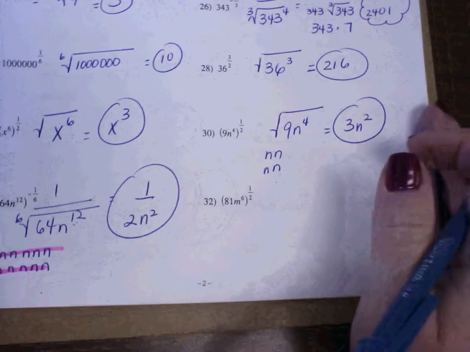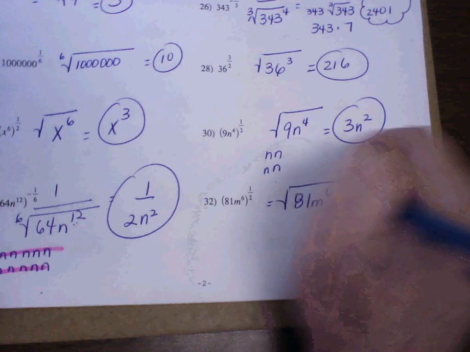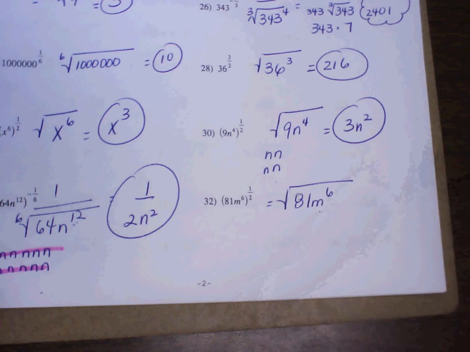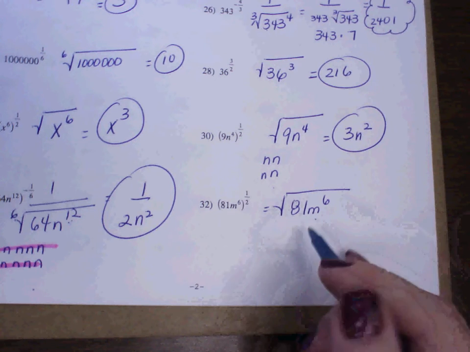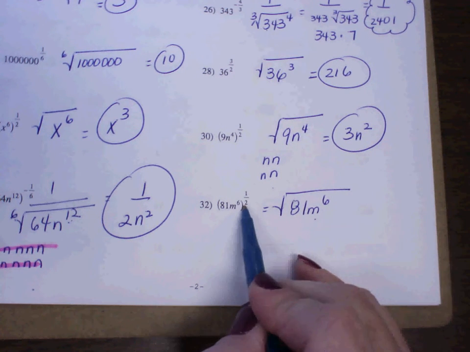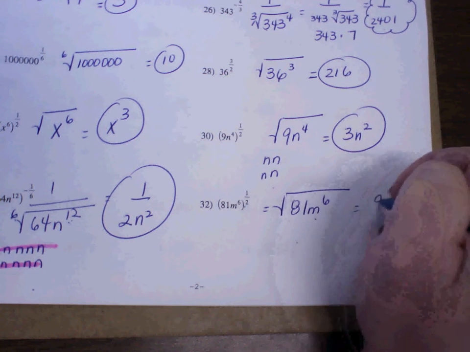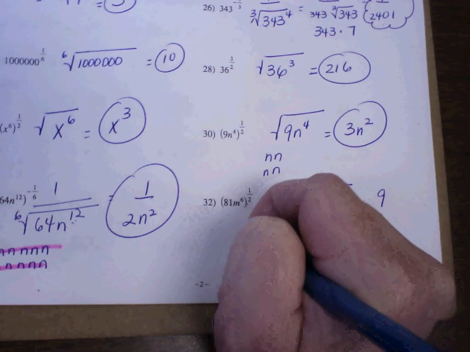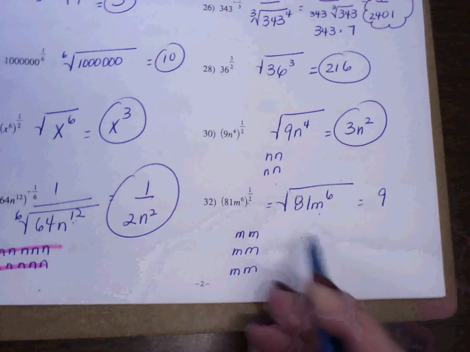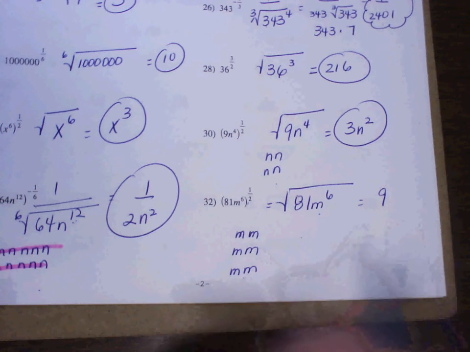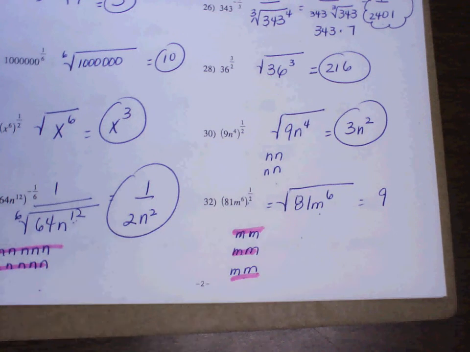All right. 81 m to the 6. How many do you have? 1. And what kind of root is it? It's squared, right? So what's the square root of 81? 9. And then for every 2, 1 comes out. That's 2, 4, 6. How many come out? 3. So m to the third.